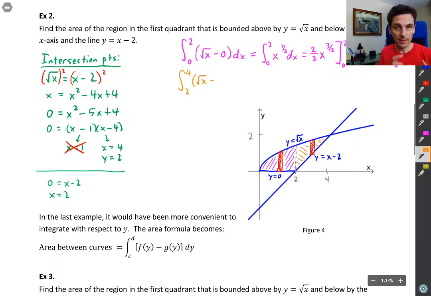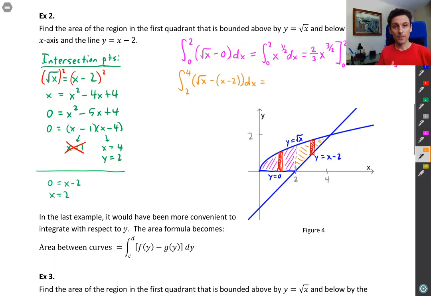Now we want to subtract the whole bottom function, so we want to put this in parentheses. It's minus the entire x minus 2. It's not just minus x and then minus 2. It's minus the whole x minus 2. So we're not just subtracting the first term, we're subtracting the whole result of the function. Then we have dx.